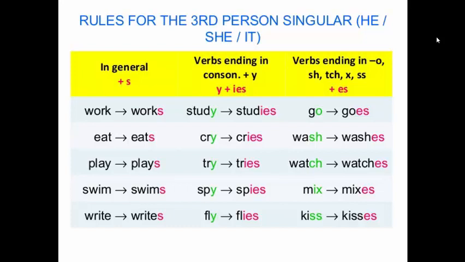And the verbs which end with o, sh, tch, and double s, we add es at the end of the verb. For example, go becomes goes, wash becomes washes, watch becomes watches, mix becomes mixes, kiss becomes kisses.